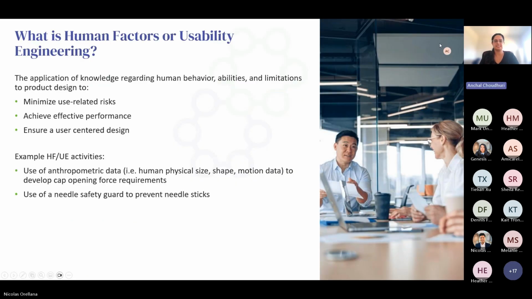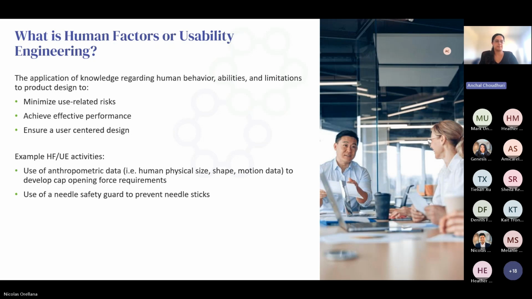So first off, what is human factors or usability engineering? One of the definitions I've seen is it's the application of knowledge regarding human behavior, abilities, and limitations to a product design to minimize use-related risks or increase safety, achieve effective performance, and ensure a user-centered design.